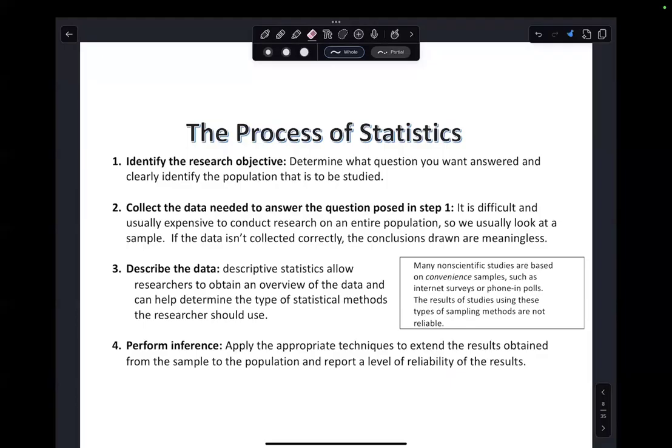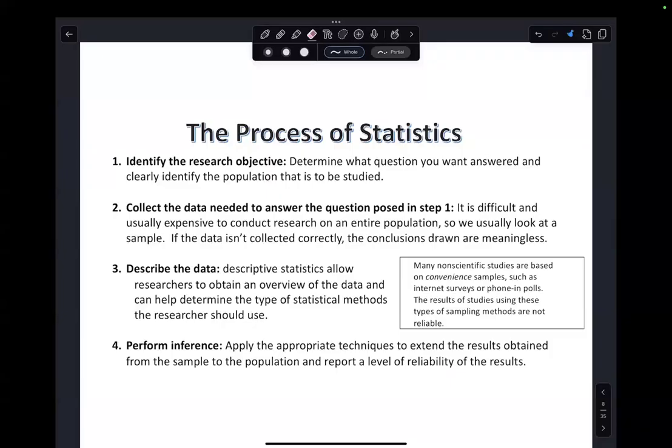So after you get your data, then you need to describe your data. So you're going to put it into graphs, you're going to put it in a table. You need to figure out what kind of math I need to do on this in order to answer my questions. So you're just describing it. So it's just going to be descriptive statistics at that point.